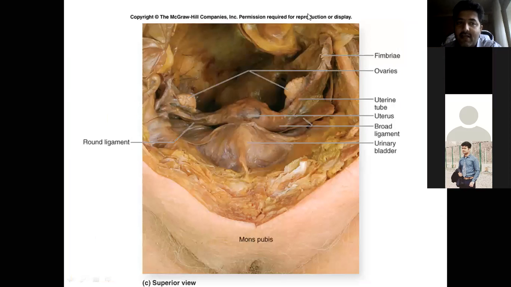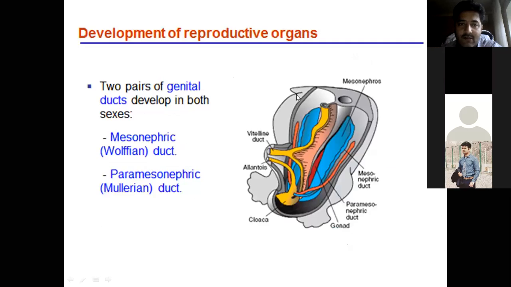now see here this diagram. See, this is the round ligament. I will show you another diagram. This is the uterus, this is the urinary bladder, these are the ovaries. Okay, these are your fallopian tubes. Okay, this is the fundus of the uterus. Okay, this is the urinary bladder. I will show you another diagram which will be easy for you to understand.